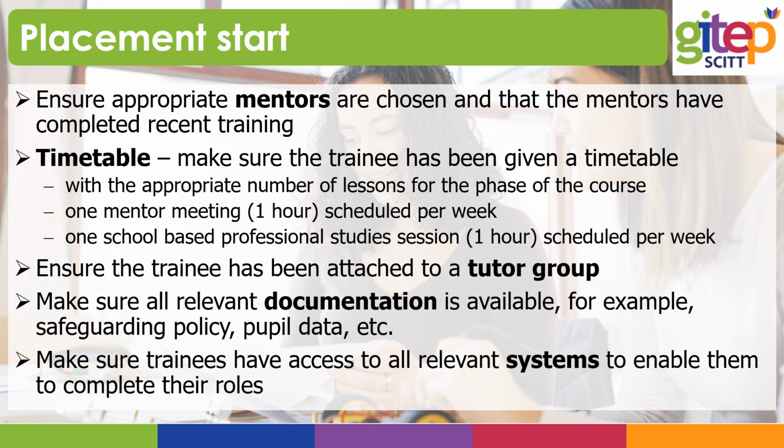Next, we need to ensure that the trainee has been attached to a tutor group, and the trainee should be going along to that tutor group really right from the start and getting to know those students. The professional lead also needs to make sure that all the relevant documentation is available. So, for example, the trainee will need access to things like the safeguarding policy, pupil data, anything else that they need to work as a member of that team during their placement. And finally, when the trainee arrives, please make sure that they've got access to all relevant systems so that they can actually complete their role. So, for example, IT systems, safeguarding systems, SIM systems, whatever it is you have at your school.